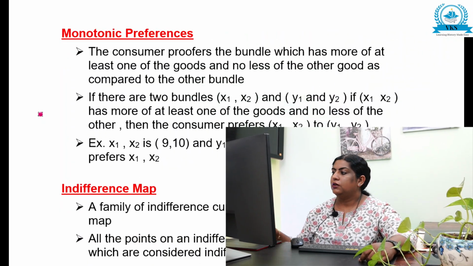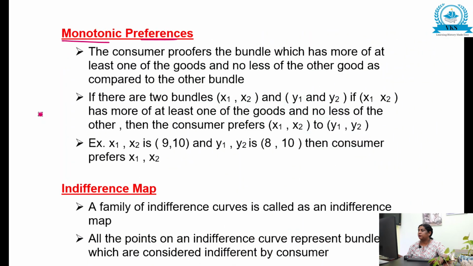So as I have told, today's first topic is monotonic preferences. So what are monotonic preferences? The consumer prefers the bundle which has more of at least one good and no less of the other good as compared to the other bundle. So for example, if there are two bundles x1 and x2, that is the first bundle, and y1 and y2 is the second bundle. So imagine that x1 and x2 have more of one good and no less of the other.